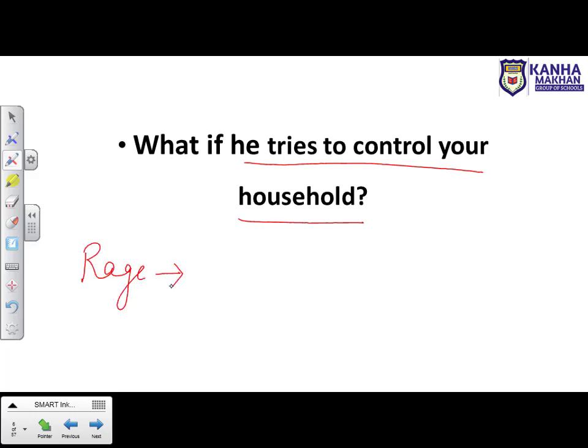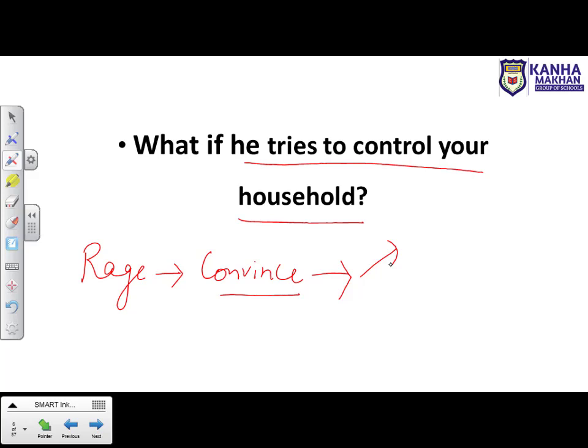Then you will first try to convince that person: get out of my home. If that convincing is successful, then that person goes out. But what will happen if that person is not ready to leave your household? Then what will you do? Then you have two ways. Yes, tell me the two ways.